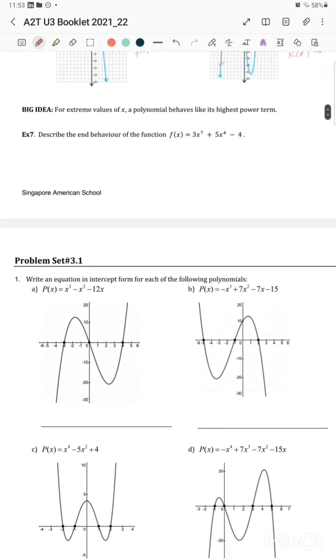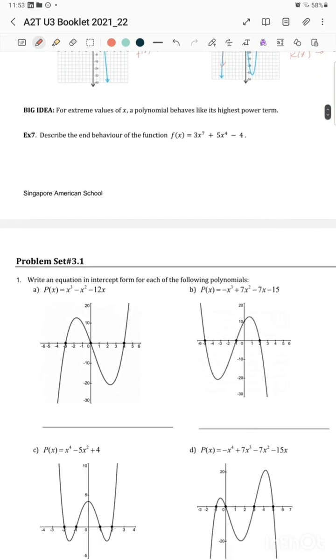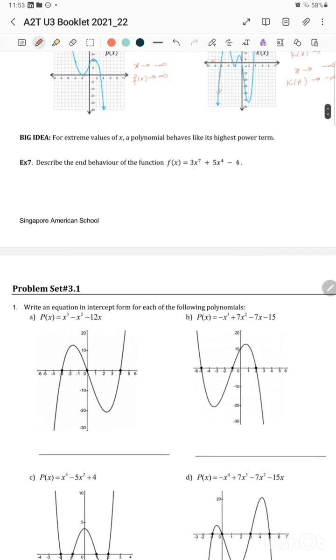Describe the end behavior of the function f of x is equal to 3x to the 7 plus 5x to the 4 minus 7. So the degree of this function is 7, which is the highest power.